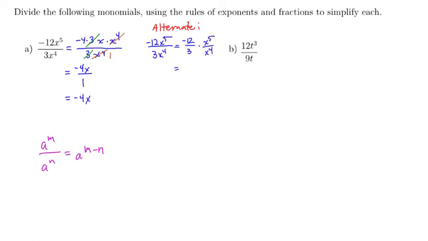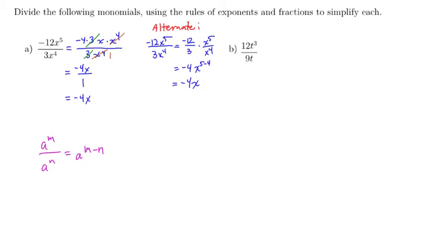The negative 12 over 3 is going to be negative 4, and x to the fifth over x to the fourth is going to be x to the 5 minus 4, which of course is x to the first. So that will simplify to negative 4x to the 1, or just negative 4x. Both of these approaches will get us to the proper simplified expression. They're just slightly different uses of the rules of exponents.